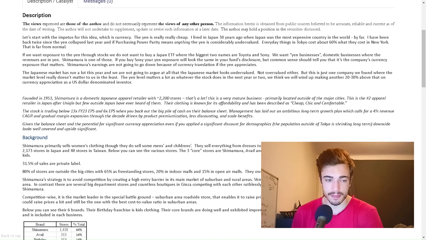The Japanese market has run a lot this year, and we are not going to argue at all that the Japanese market looks undervalued. Not overvalued either, but this is just one company we found where the market level really doesn't matter to us in the least. The yen level matters a lot, as whatever the stock does in the next year or two, we think we will wind up making another 20 to 30% above that on currency appreciation as a US dollar denominated investor.